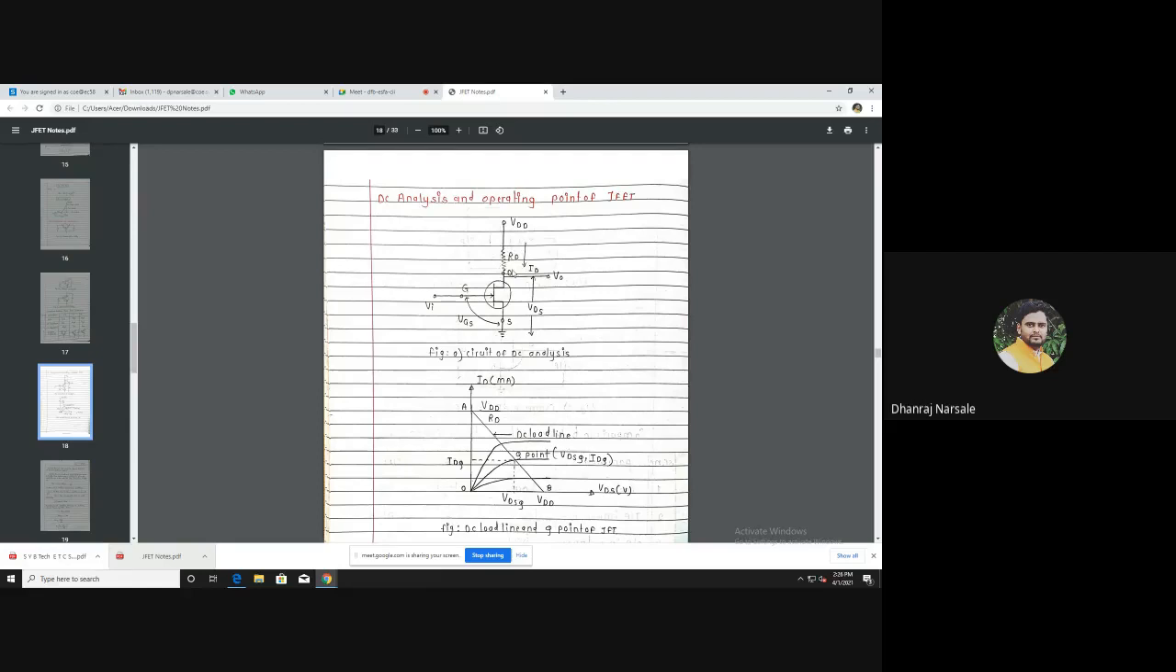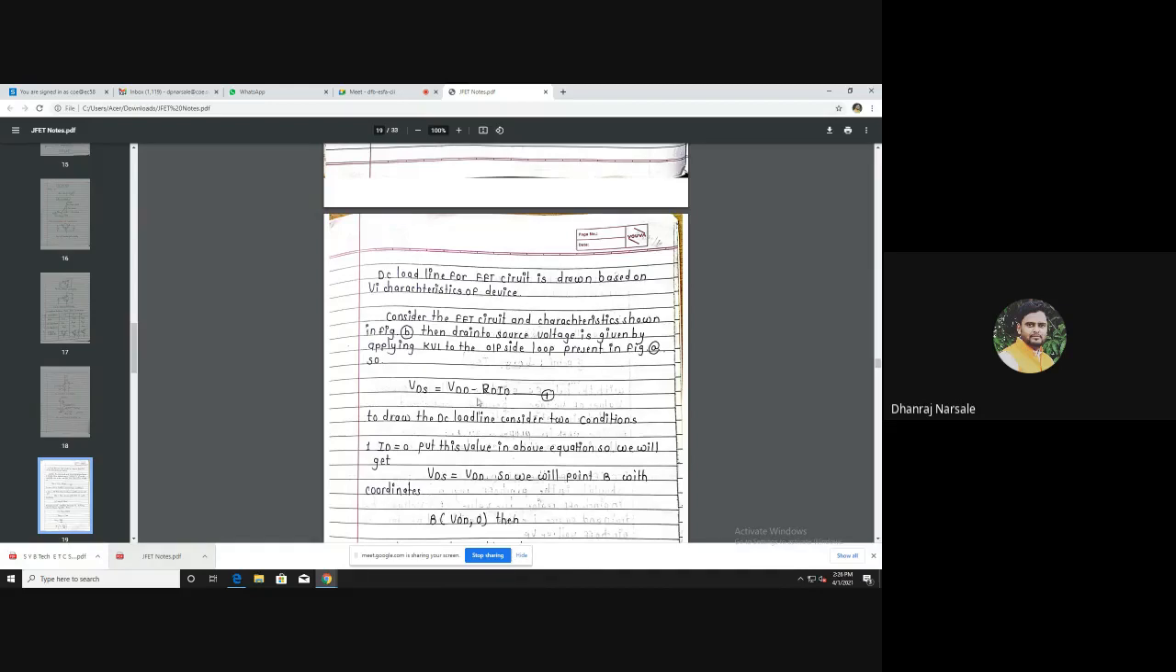The current flowing through RD is ID. How much voltage is applied here? VDD. If we apply KVL to this loop, VDD, RD into ID and VDS, then the equation will be VDD is equal to RD into ID plus VDS. But which value do I need? I need the value of VDS. So VDS is equal to VDD minus ID into RD. So I have written here the equation, VDS is equal to VDD minus RD into ID. Okay, this is equation number 1. Okay, then to draw the DC load line, consider 2 conditions.